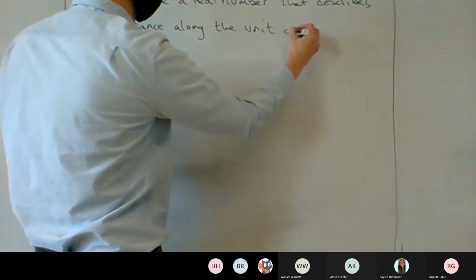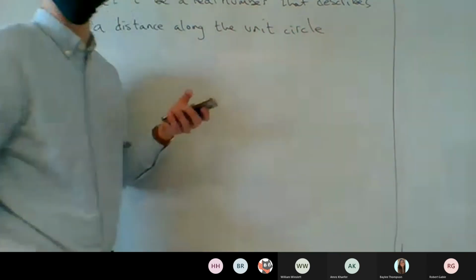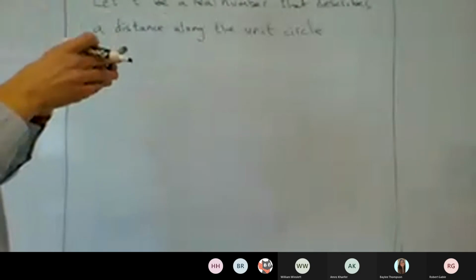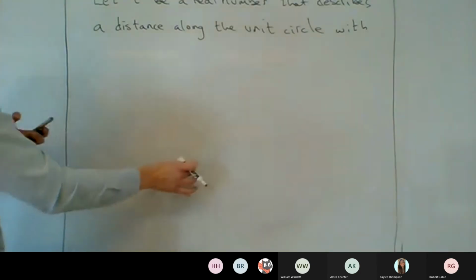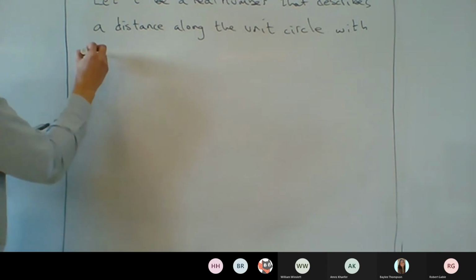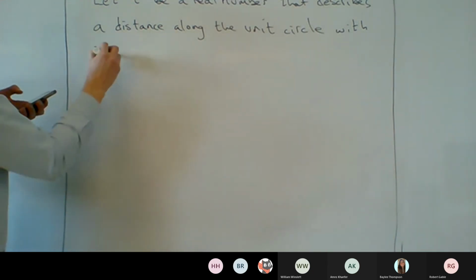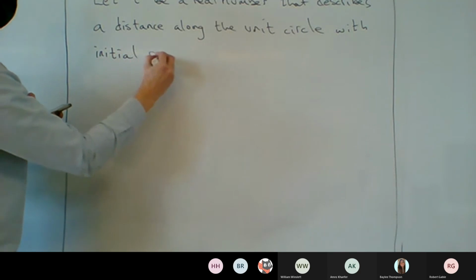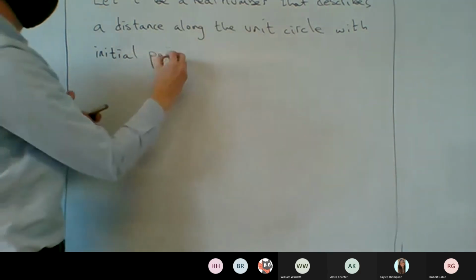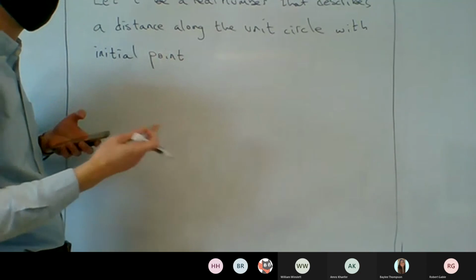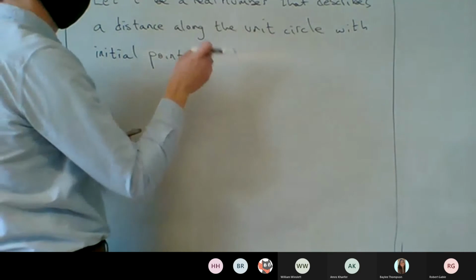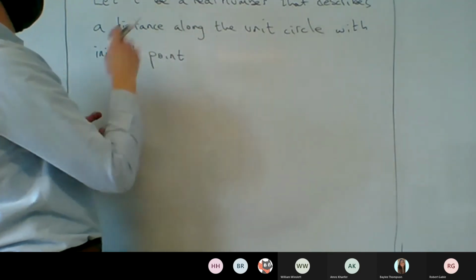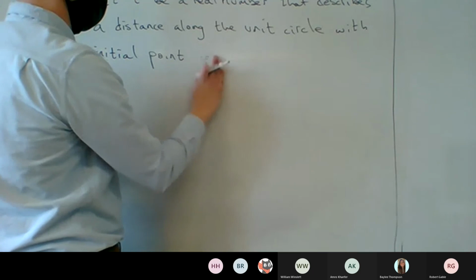So here I'm going to be getting to why the heck we're talking about a unit circle in trig. So t is going to be a distance that's traveled along the unit circle with initial point. Where would we consider the starting point? Well, it's going to be on the positive x-axis. That's where we're always starting stuff like angles and whatnot. So along the unit circle with initial point on the x-axis.